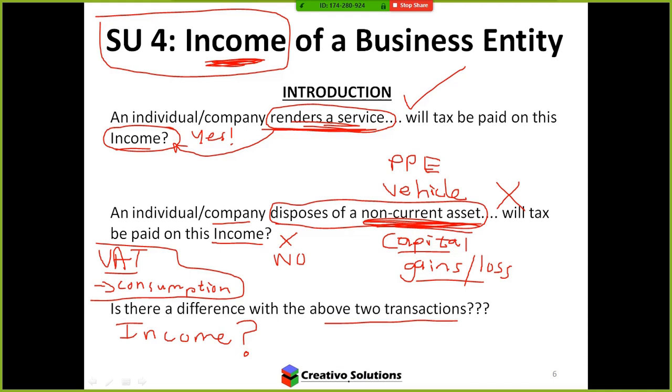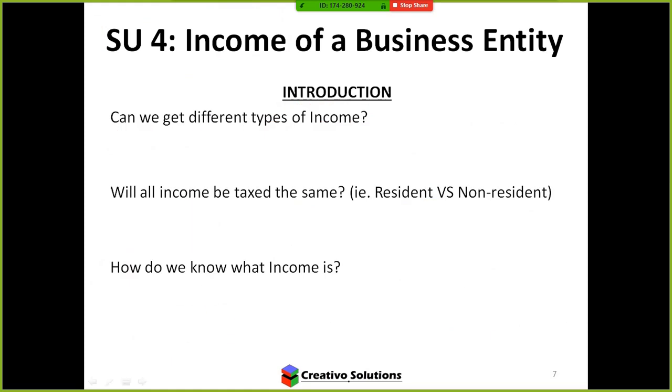What other differences? The second difference is resident or not. In other words, is the income taxable or not? It could be or it might not, depending on the situation. That's why you have to look at this income. What defines it? What makes income income? It's basically a set of rules that you need to identify based on SARS's requirements.